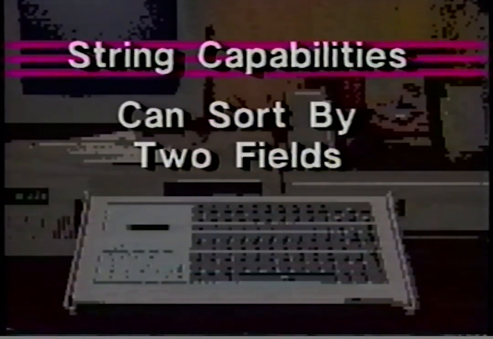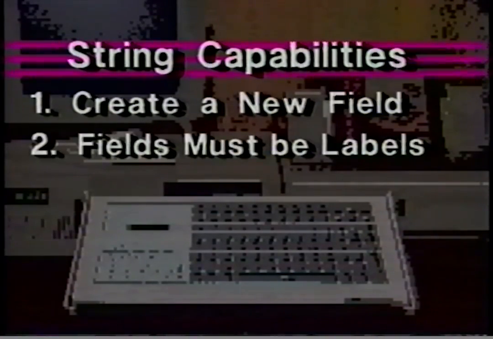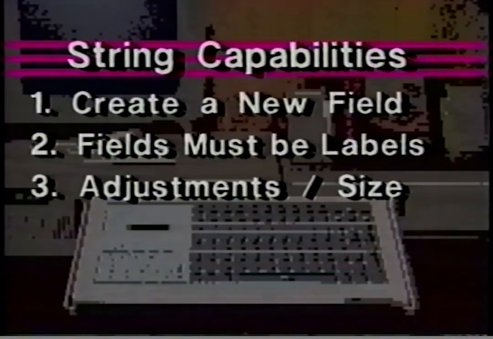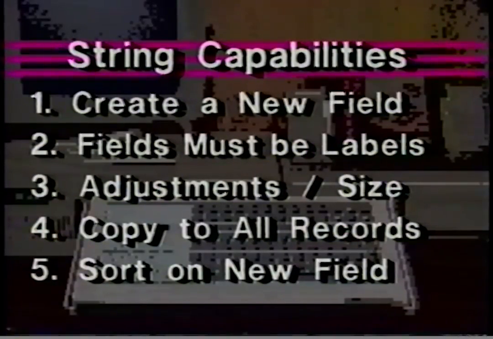Certain rules must be followed to achieve this. First, you must create a new field and enter a string formula. Second, all fields joined in the string must be labels or converted to labels. Next, if the contents of the stringed fields are not the same size, you must make adjustments to the string formula. Then, you must copy the string formula to all records in the sort. Finally, after you complete the string setup, you will sort on the new field.